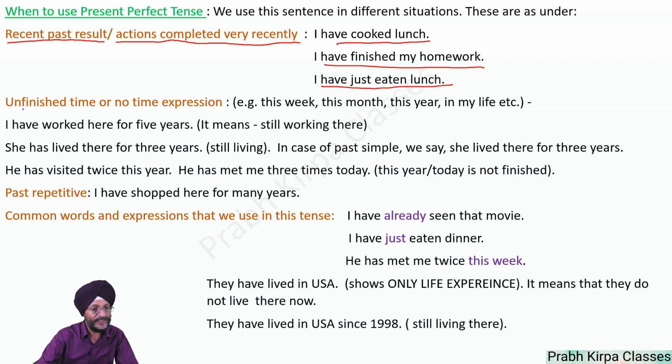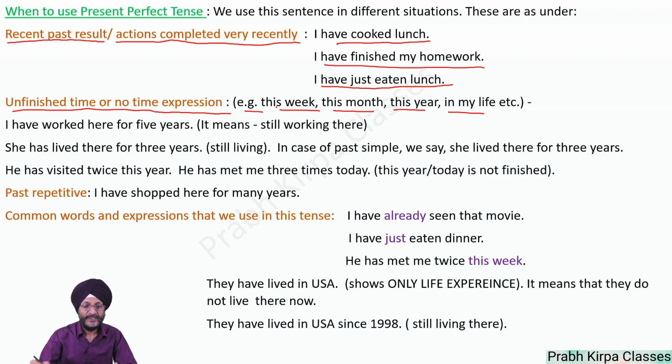We also use this sentence for unfinished time or no time expression. For example, this week, this month, this year, in my life. Here you will see this week has not lapsed. This month is still continuing. This year is still going on. In my life is still on. I am still alive. So whenever these words come, we use present perfect tense.